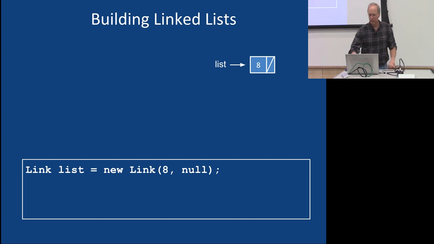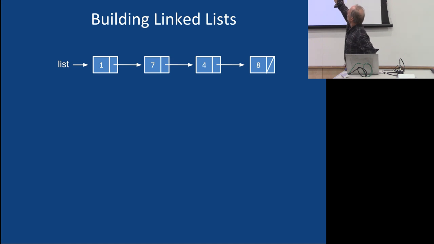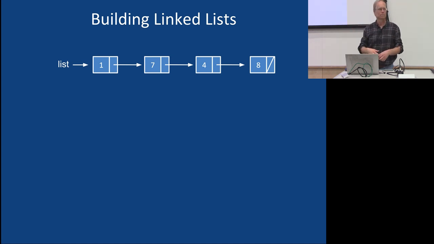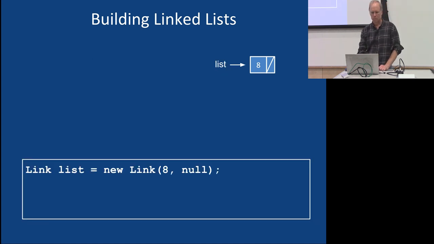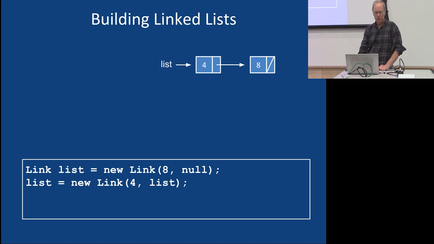Now that we have a reference to that last link, how can we make the list look like those last 2 boxes? So a 4 box pointing to an 8 box. Yeah. Maybe the first parameter would be 4, and the second parameter would be list. Right. As you said. So this is what he said. We create a new link that contains 4 as its value and refers to list.